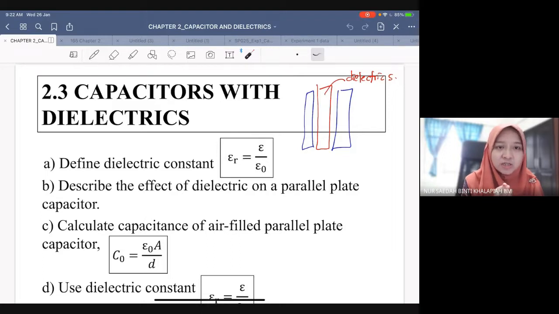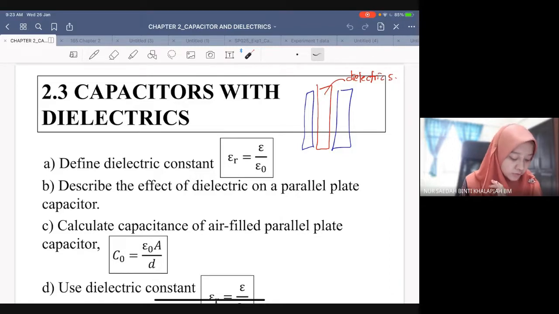So dielectrics ni adalah insulator. Okay, plates of capacitor dia adalah conductor lah, diperbuat daripada conductor lah kita punya plate tu. Okay, so dielectrics ni adalah insulator. So kenapa kita kena letak dielectrics dekat capacitor? What is the function of dielectrics that we put in between of two plates of capacitor? So we will learn about this from this subtopic.